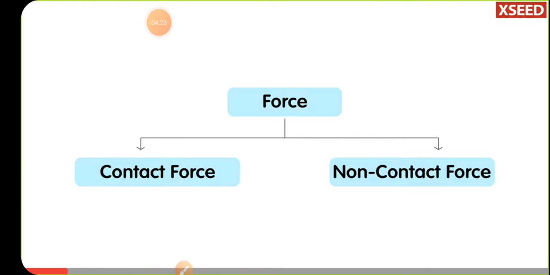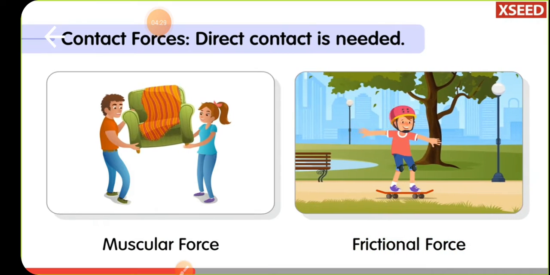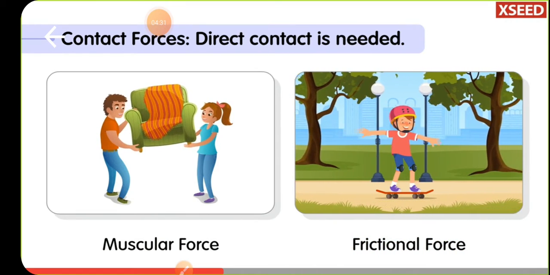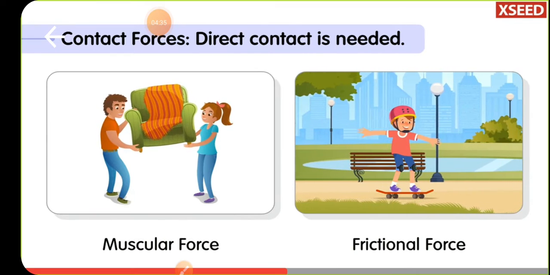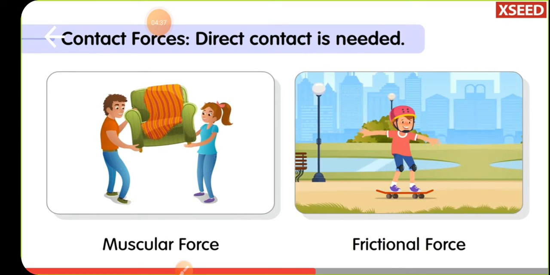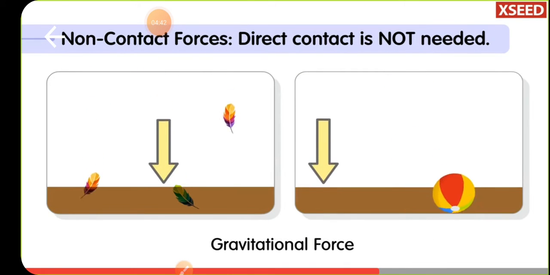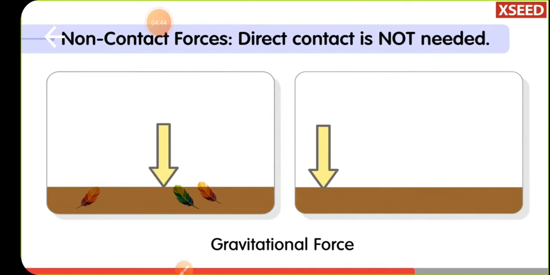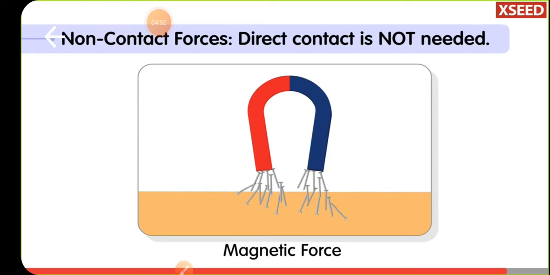Forces can be grouped as contact and non-contact forces. Muscular force and frictional force are examples of contact forces, as they can be applied only when two objects are in contact with each other. Gravitational force and magnetic force are examples of non-contact forces, as they can be applied from a distance.